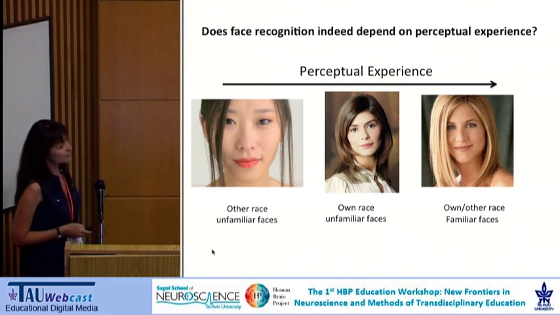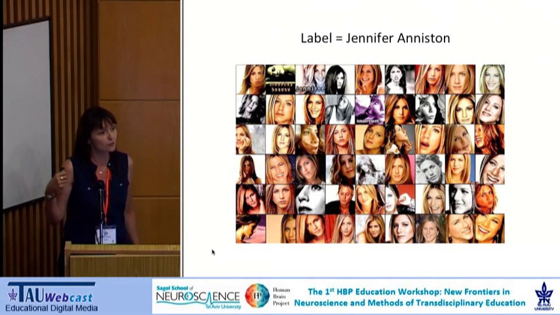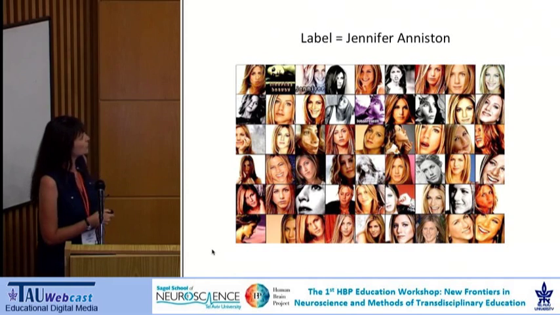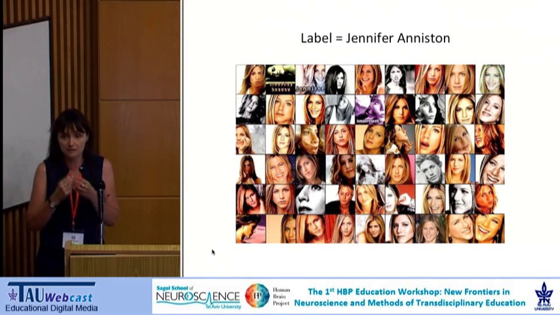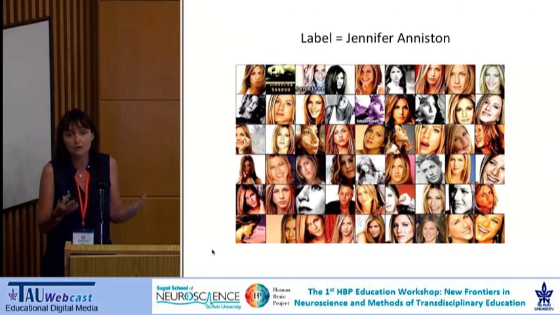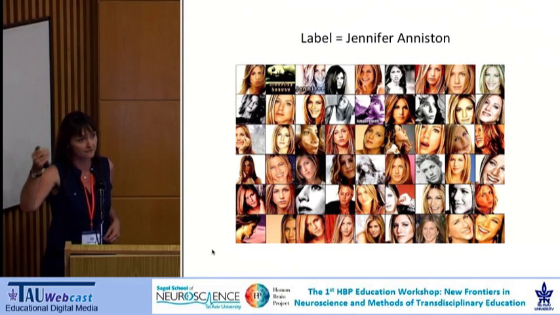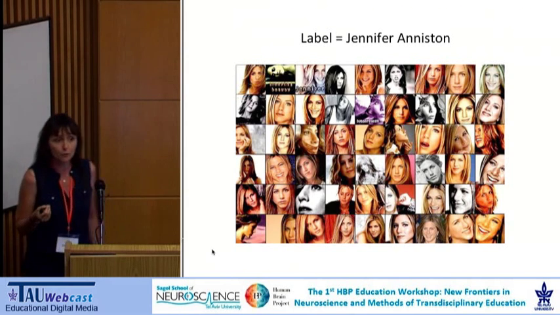Another factor that seems to be important is the fact that whenever we see a familiar face, we also provide it with a label. So whenever you see an image of Jennifer Aniston, you see the image and you immediately provide the image a label. And whenever you see a person you're familiar with on campus, you see the face and you immediately provide the face with a label. And this label may be important too.